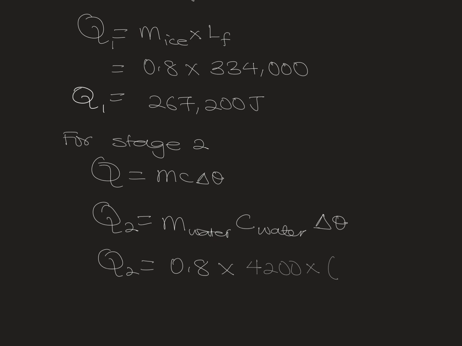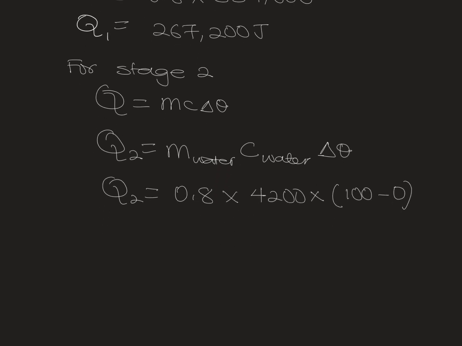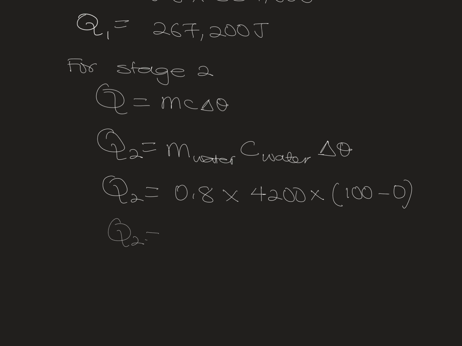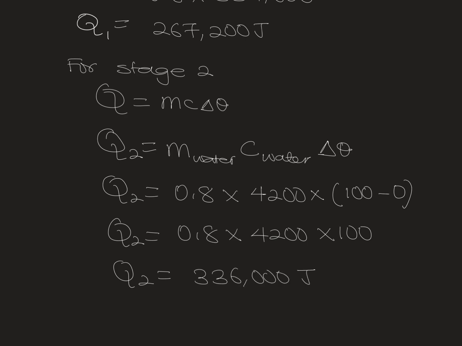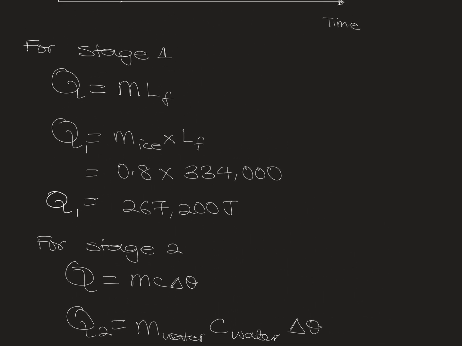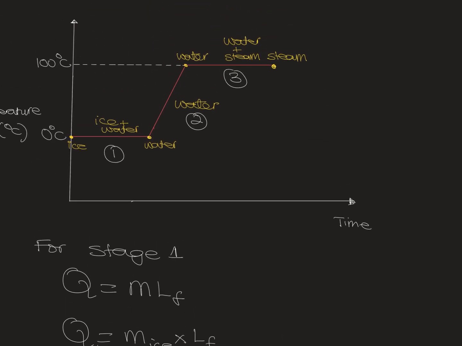Water is changing from 0 degrees to 100 degrees. So the change in temperature will be 100 minus 0. We can say Q2 is equal to 0.8 times 4,200 times 100. So Q2 is equal to 336,000 joules.